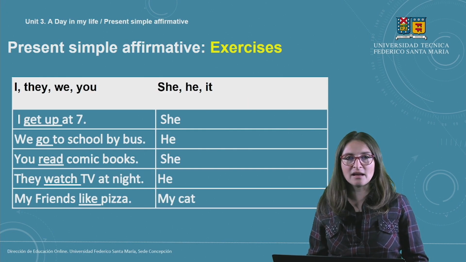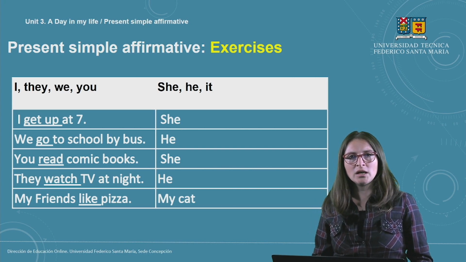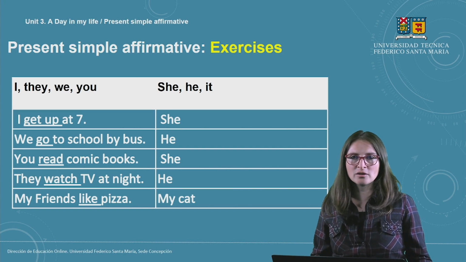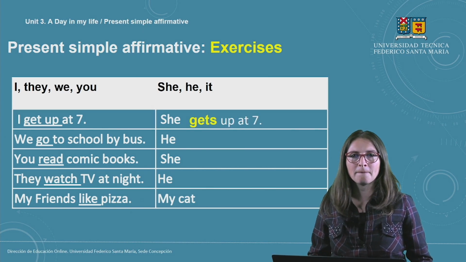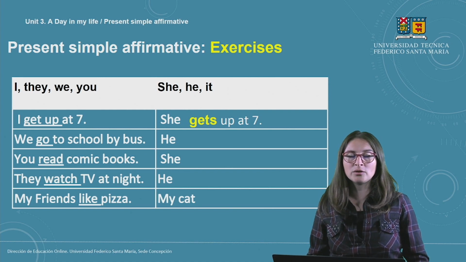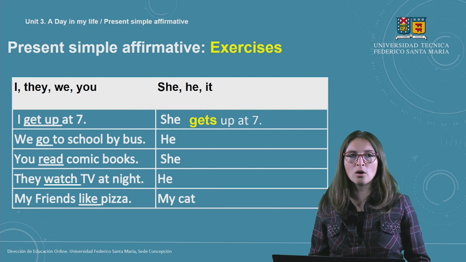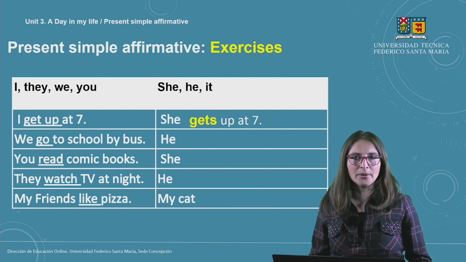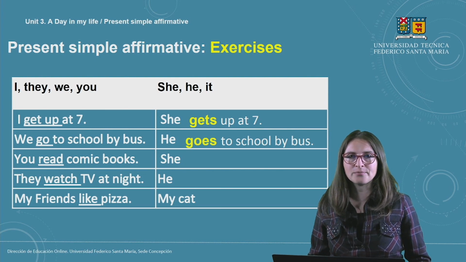Now, here I have some examples. We are going to compare the verb forms in a sentence if they are with the personal pronouns I, they, we, you, or if the sentence is with she, he, and it. So the first one says, I get up at 7, but you will have to say, she gets up at 7. The next one is, we go to school by bus. With he, we will have to say, he goes to school by bus.